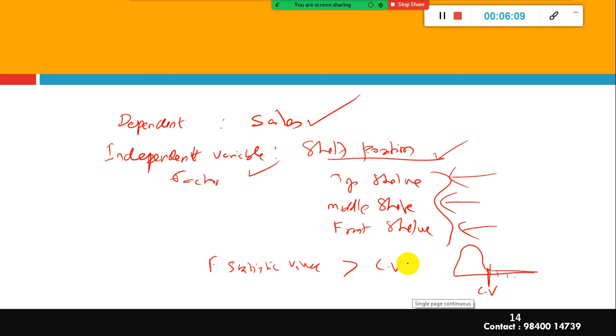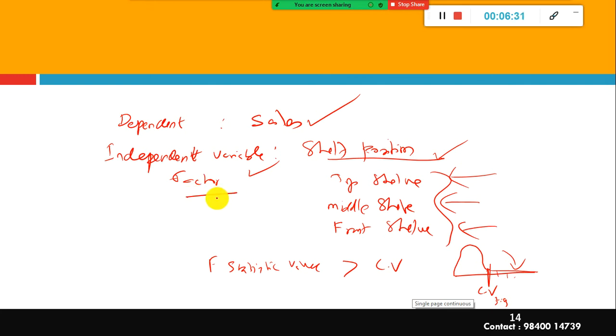Here the critical value and the F statistic value were compared. Since it is greater than the critical value, we got something like 3.89, and since this value was 20 plus, it was falling in the rejection region. We rejected the null hypothesis. So in this case, we have used only one factor.